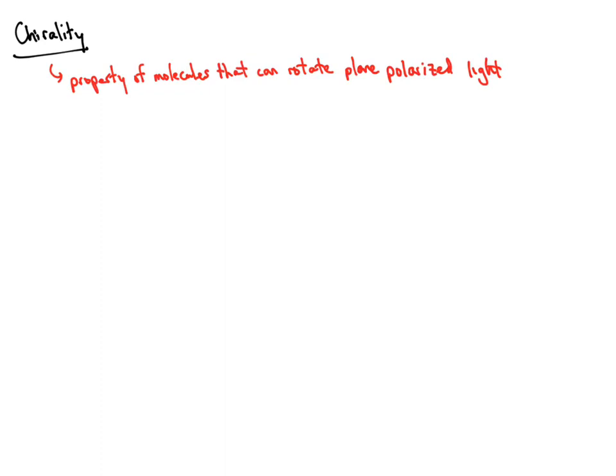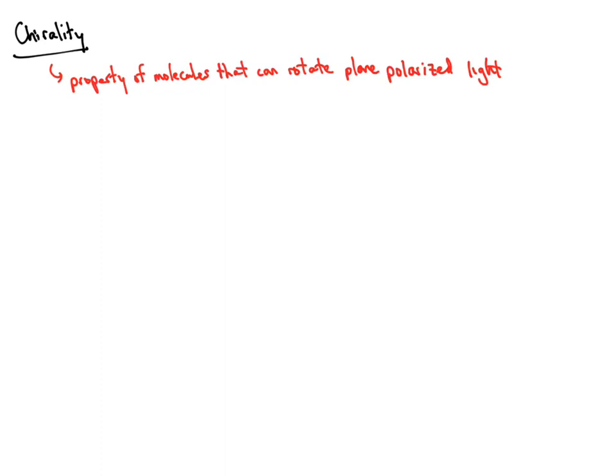As we continue our discussion of stereochemistry, we want to talk now about the term chirality. Chirality is a subset of stereochemistry, and it deals with only those molecules that rotate plane polarized light. So it's a property of molecules that can rotate plane polarized light. And this is actually different from stereoisomers that cannot do so.